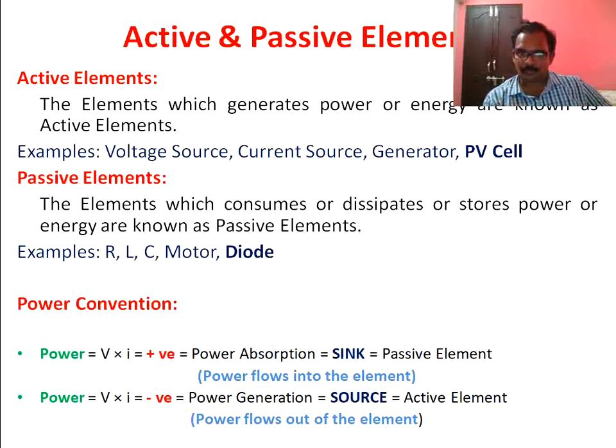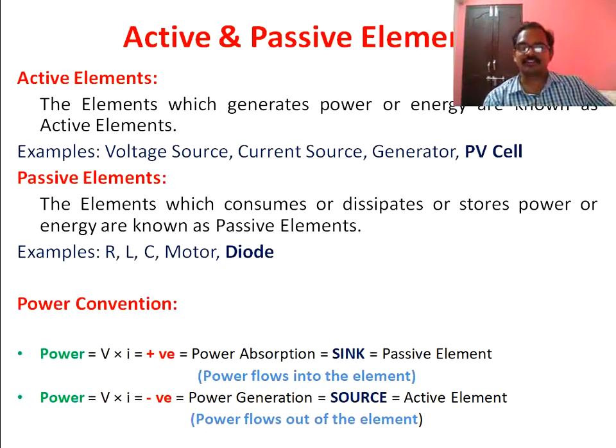The resistance will absorb the power. The diode will absorb the power and they act as passive elements. Otherwise they call it a sink. In this sink or passive element, power flows into the element because they are not able to generate power. They will just suck the power into them. So power flows into the element.